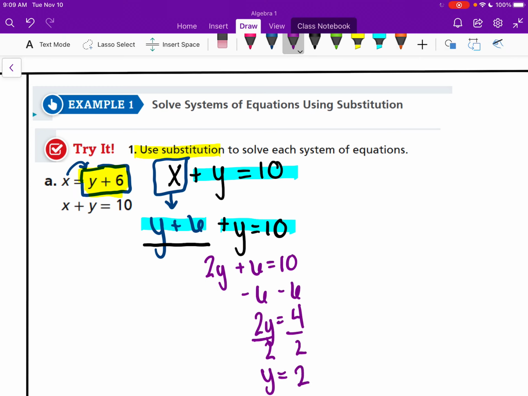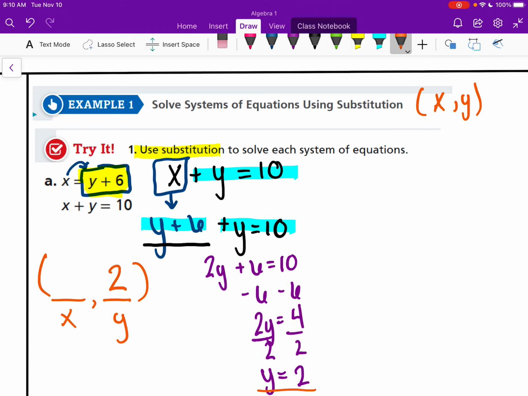When we were learning in the last section that we were solving a system, we had an answer that looked like an x comma y. It was an ordered pair on the graph. Well, we have just determined what the y value is. So in our answer, we know we're going to have some x value and some y value. We know now that the y is 2. We don't know the x value, but we can find it using this initial equation that we were given.